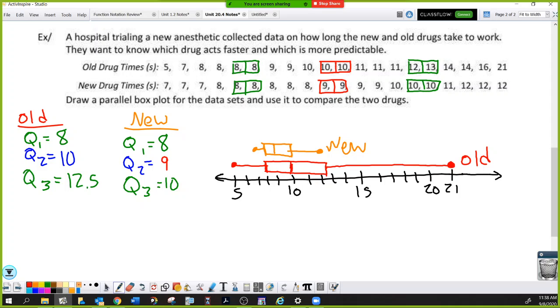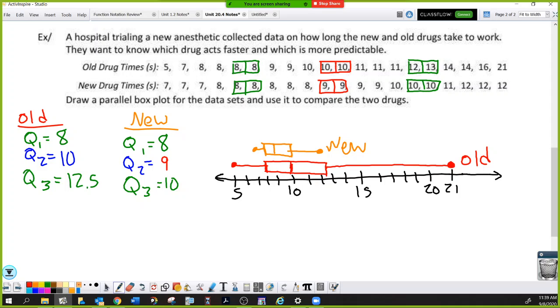They said the new drug is generally a little bit quicker. And the reason why is the median: 50% of the time, the new drug takes 9 seconds or less. So they actually went with its lower amount of information. 50% of the data falls between 7 and 9. And if you look at the other one, 50% of the data falls between 5 and 10. So compared with 10 seconds for the old drug, the new drug is generally a little quicker.